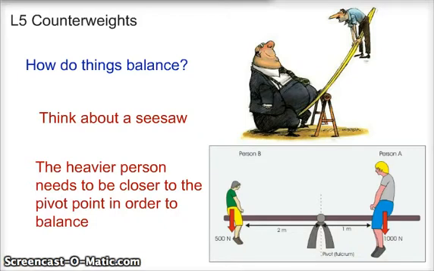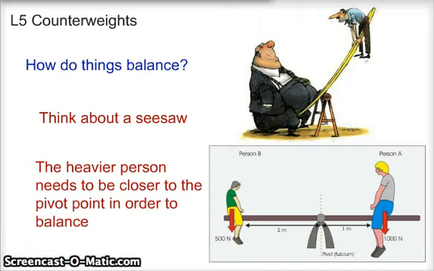As you guys know, if we have a seesaw and we have two people who weigh the same, and they sit the same distance apart on the seesaw, then the seesaw will stay level. The seesaw will be balanced, right? If we have two people that are equal distance from the pivot point, the seesaw will be balanced.